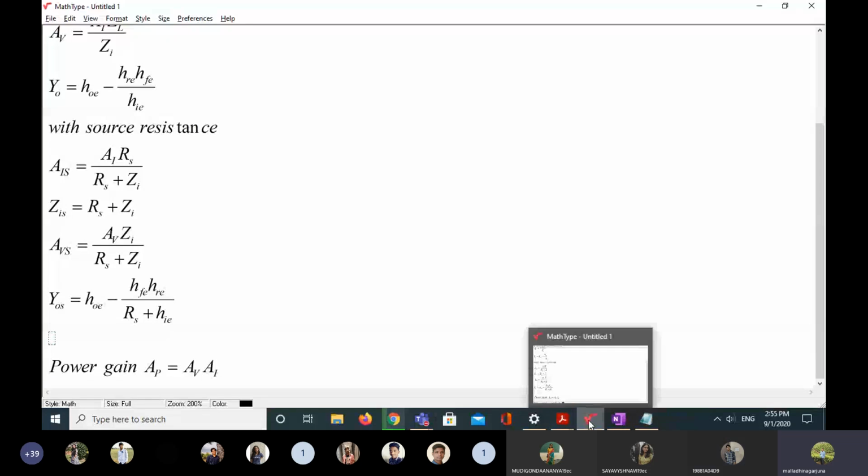Sir, ZI and HI are equal. No, different. HI is the input impedance of the transistor. ZI is the input impedance of the amplifier.